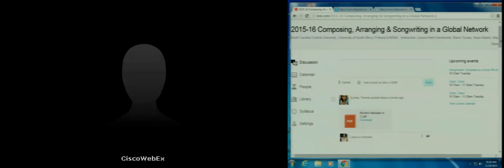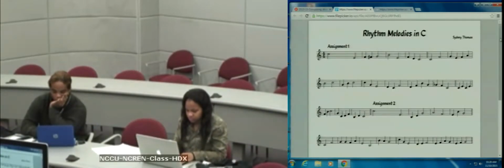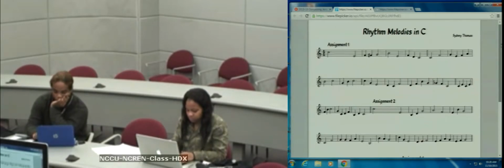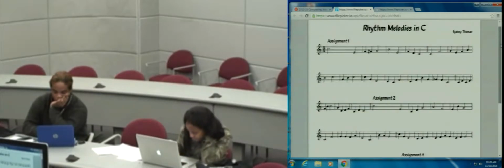So let's take a listen to and a look at Sidney Thomas's Rhythm Melodies in C. And while we're looking, we're going to listen.